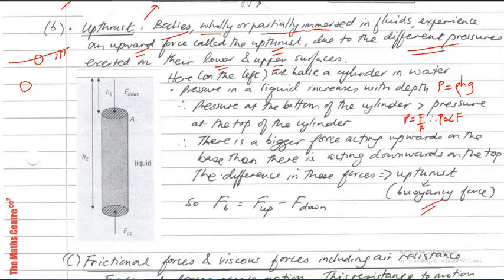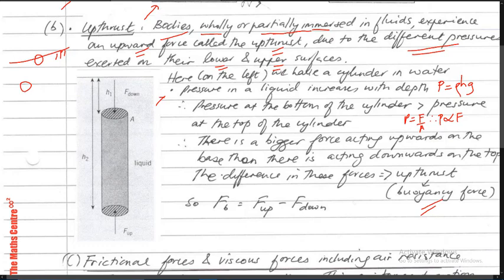Now here on this picture on the left, we have a cylinder in water. Now, the pressure in the liquid increases with depth. That's from this formula here, P equals rho h g. Rho is the density of the liquid, and g is the acceleration due to gravity, so we will say that P is proportional to h. h is your depth. So as your depth increases, the pressure increases. Good.